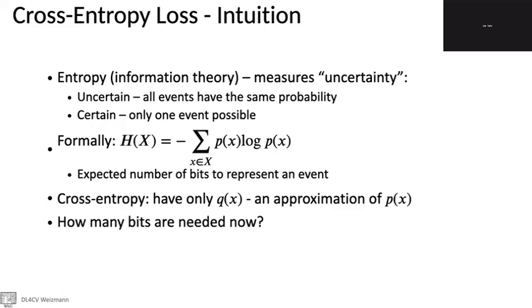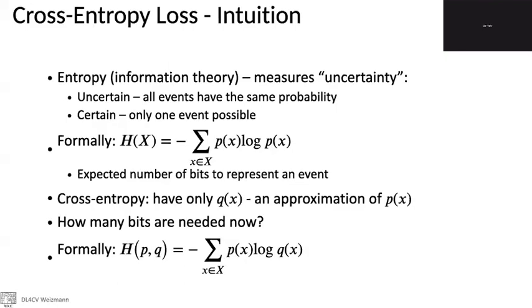And how many bits do we need now? How do you measure the bits that are required in order to represent the events? We use Q as the representation, so we're going to plug in Q inside of the log, because Q is the one that we're using in order to represent these events. So it changes to be minus the sum over all the possible events, the probability of this, and the log of the approximator Q of X. And of course, it is minimal when we are exactly approximating P using Q.